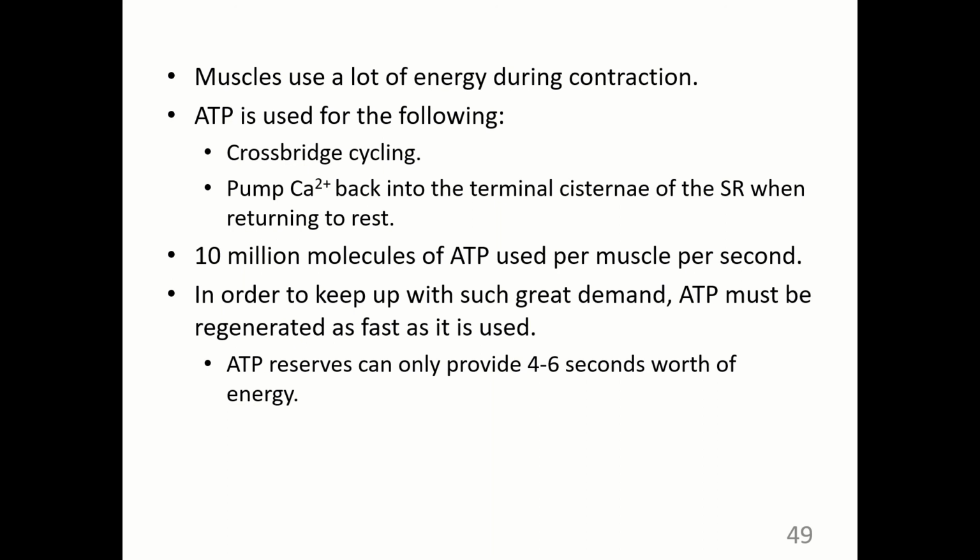Approximately 10 million molecules of ATP are used per muscle per second during contraction. In order to keep up with such great demand, ATP must be regenerated as fast as it is used. ATP reserves can only provide about 4 to 6 seconds worth of energy.